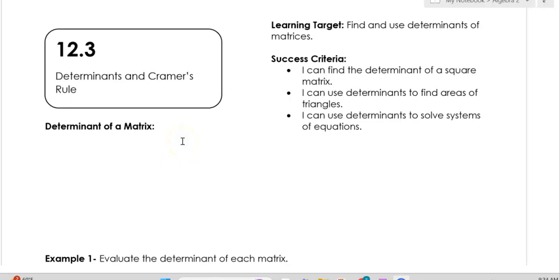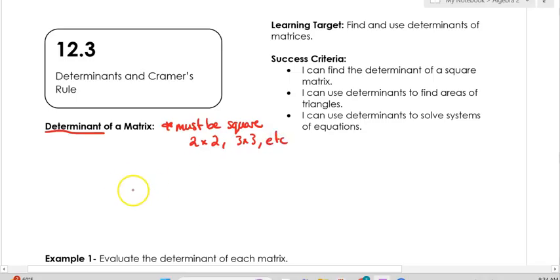These are the Algebra 2 12.3 notes. So we're talking about the determinant of a matrix. When you're finding the determinant of a matrix, it can only be used on a square matrix. What we mean by that is it could be a 2 by 2, a 3 by 3, a 4 by 4, etc. We're only going to learn about a 2 by 2 and a 3 by 3.